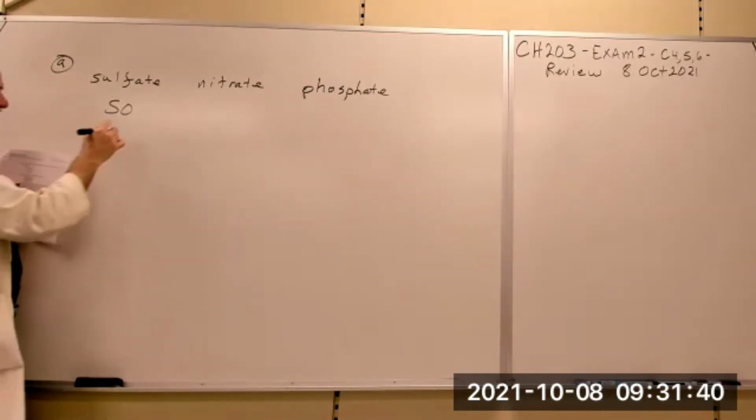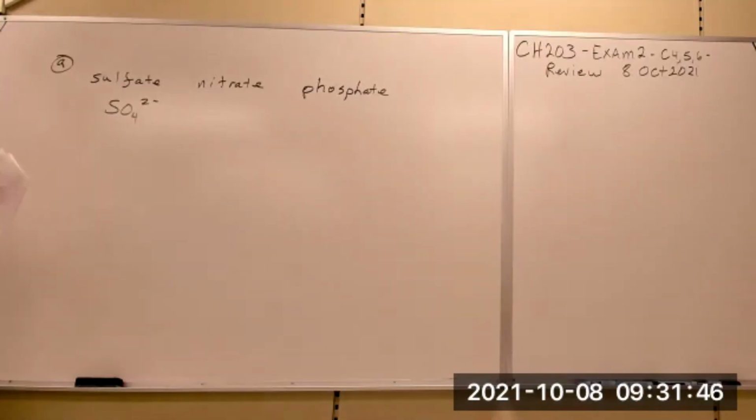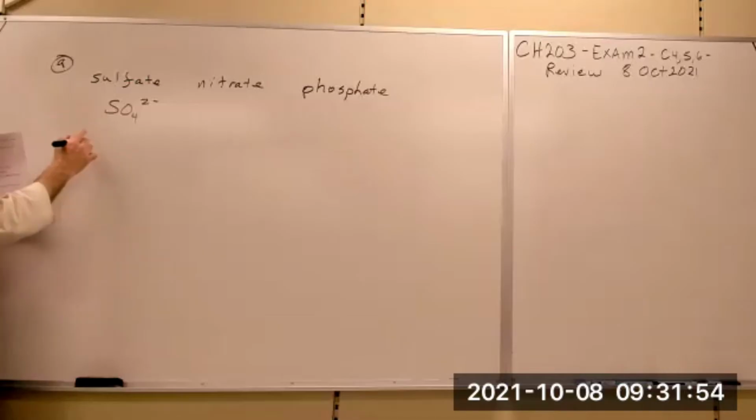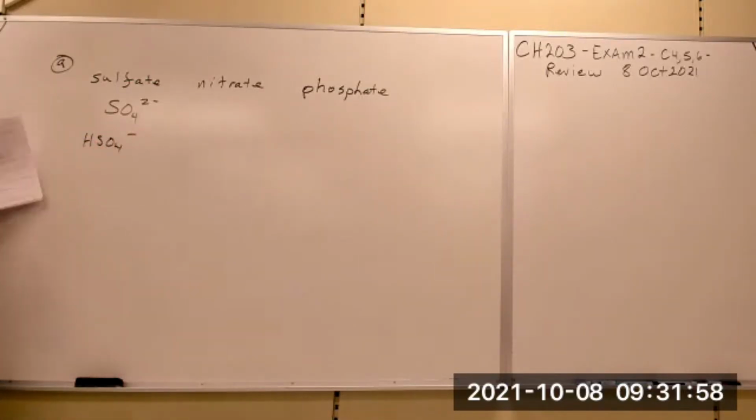Maybe. SO4. All 4, yeah, 2-. SO3 2- is sulfite. And then there's another one. You add a hydrogen in here. It's only a 1-, that's hydrogen sulfate.